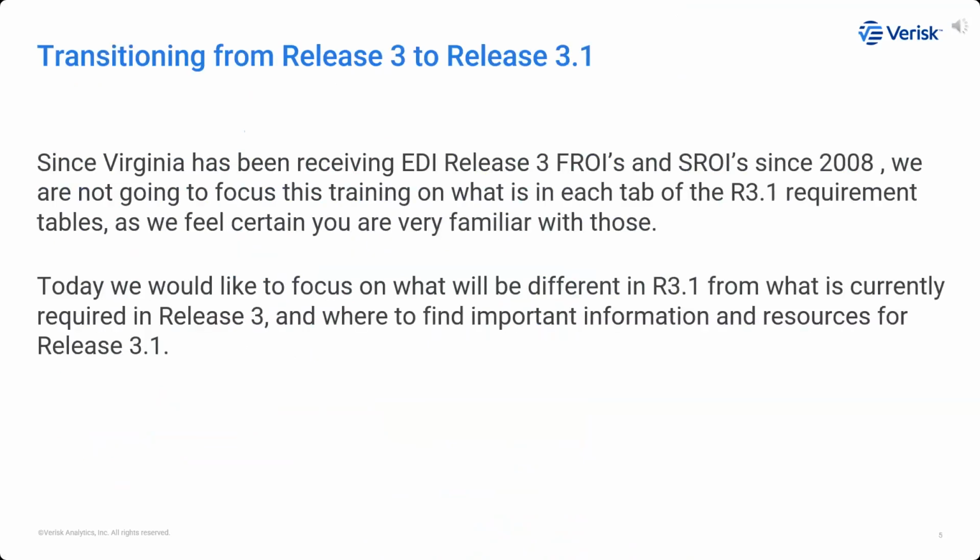As I am sure many of you are aware, Virginia has been receiving EDI Release 3.0 since October of 2008. Given this, and the fact that the majority of our customers are already familiar with how the tables are outlined and what information can be found in each one, we are not going to focus this training on what is in each of the 3.1 tables.